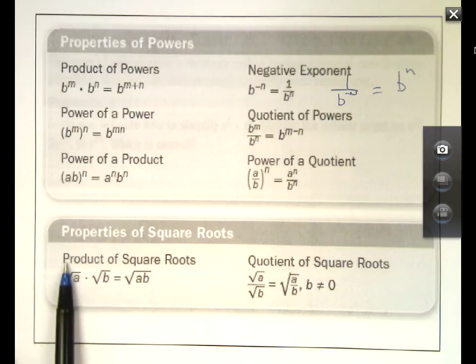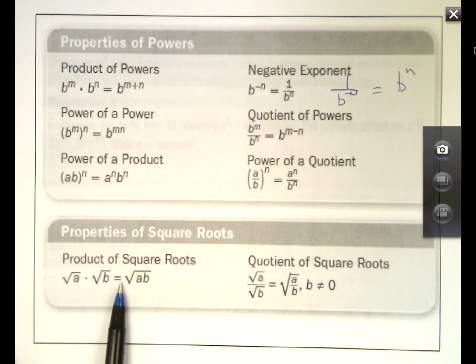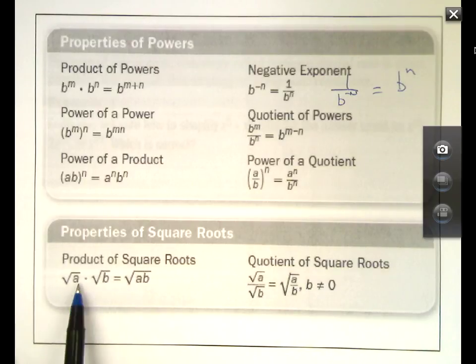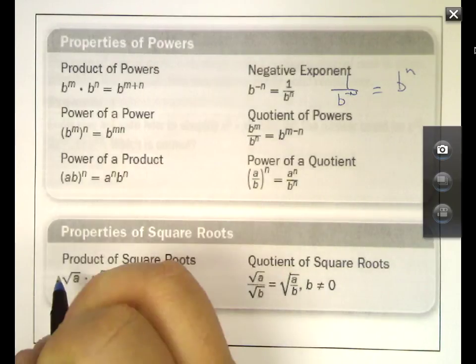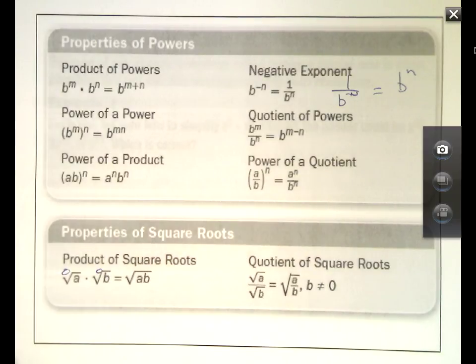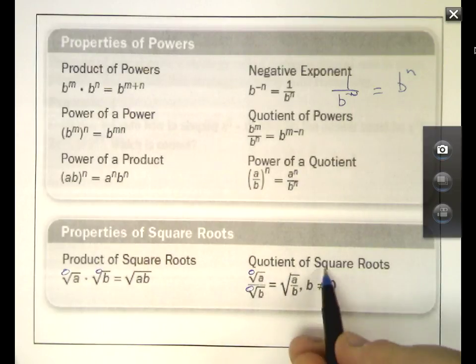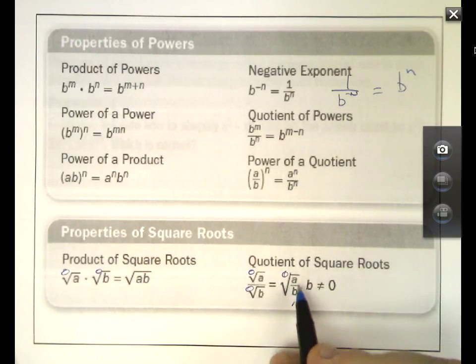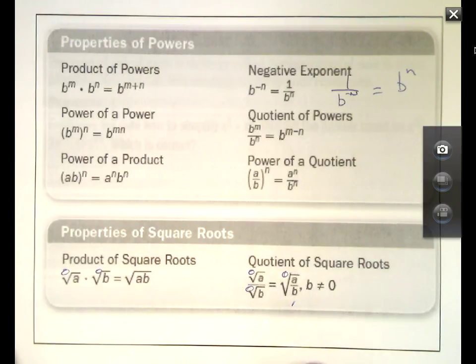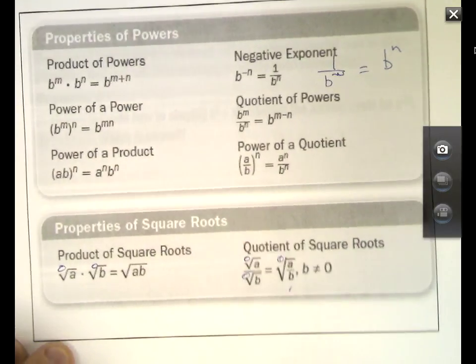Our properties of square roots. Your square root property: the square root of a times the square root of b is equal to the square root of ab. You can multiply those two things together as long as they have the same index. Same thing here with quotient of square roots. As long as they have the same index, you can take the square root and divide them.